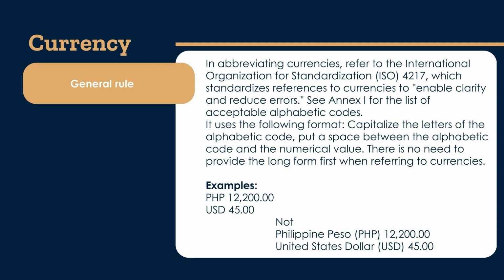Currency. Abbreviating currencies. Refer to the International Organization for Standardization (ISO) 4217, which standardizes references to currencies to enable clarity and reduce errors. See Annex A for the list of acceptable alphabetic codes. When writing currencies, use the Arabic number system. See Chapter 7 on numbers. ISO 4217 uses the following format. Capitalize the letters of the alphabetic code. Put a space between the alphabetic code and the numerical value. There is no need to provide the long form first when referring to currencies. Examples: PHP 12,200; USD 45; not Philippine peso PHP 12,200; United States dollar USD 45.